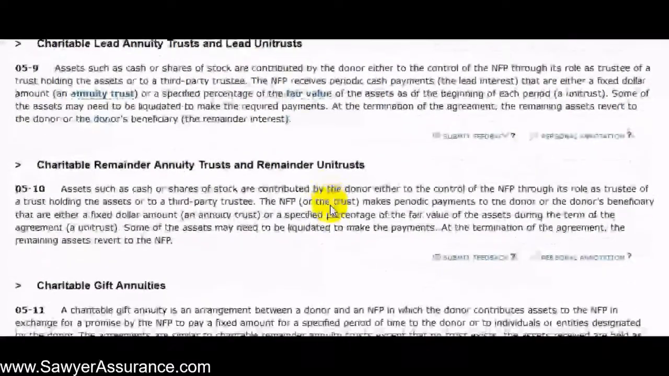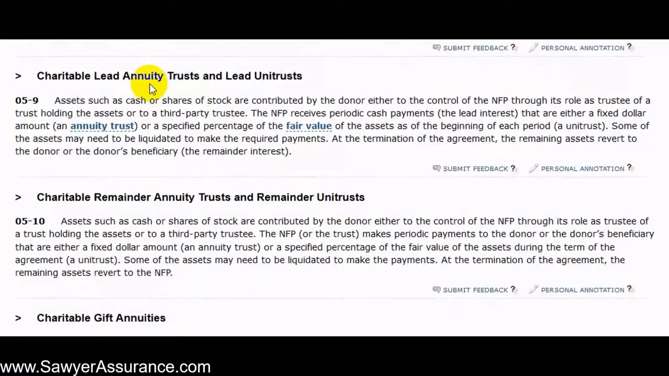But getting back to the different types of trusts, here we have charitable lead trusts, and that could be in the form of annuity trusts or unitrusts. But the commonality here is that they're charitable lead trusts. What this means is that assets, such as cash or shares of stock, are contributed by a donor, and that could be where the not-for-profit entity is the trustee or a third party is the trustee. The commonality is that the assets are put into a trust that pays out periodic cash payments to the not-for-profit entity.